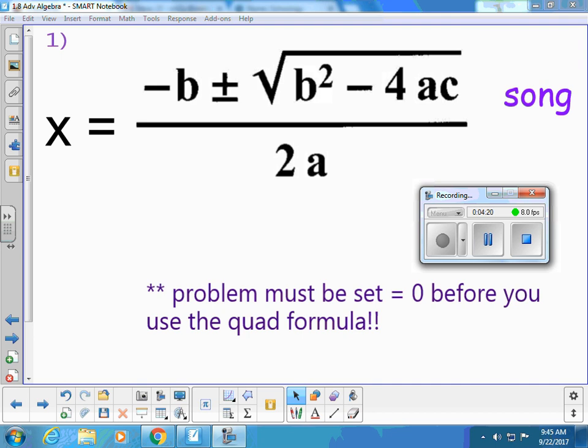But hey, I have a little disclaimer. The problem must be set equal to 0 before you use your quadratic formula. So you can't have like equals 5 and then use the quadratic formula. You have to have everything on one side. You have to have it set equal to 0 before you use the quadratic formula.